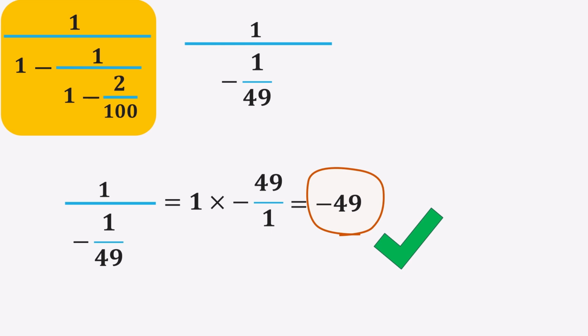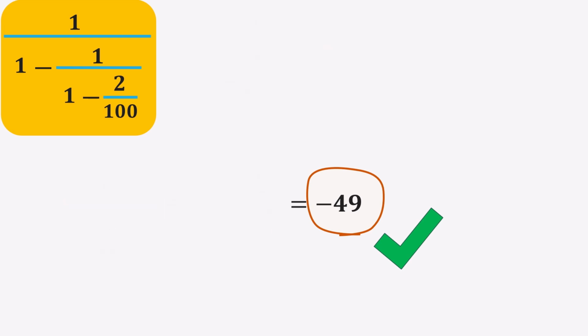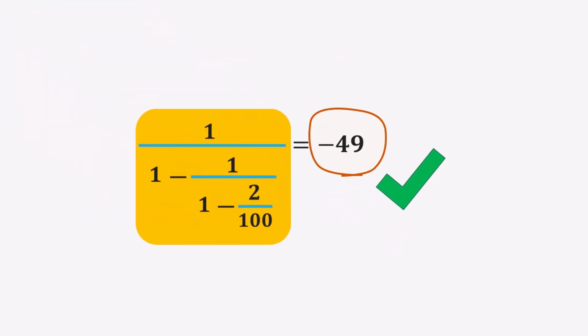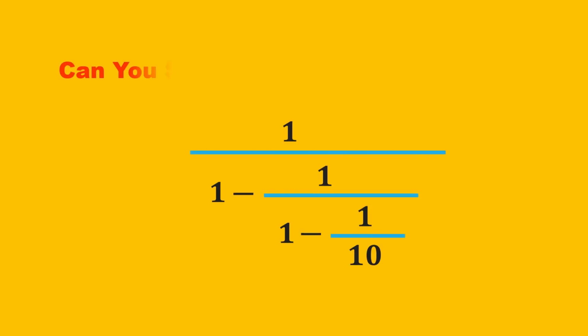Remember, shortcuts are dangerous in algebra, because the moment your brain says, "Close enough," math punishes you immediately. It's time for you to try. 1 over 1 minus 1 over 1 minus 1 over 10. Can you simplify this?